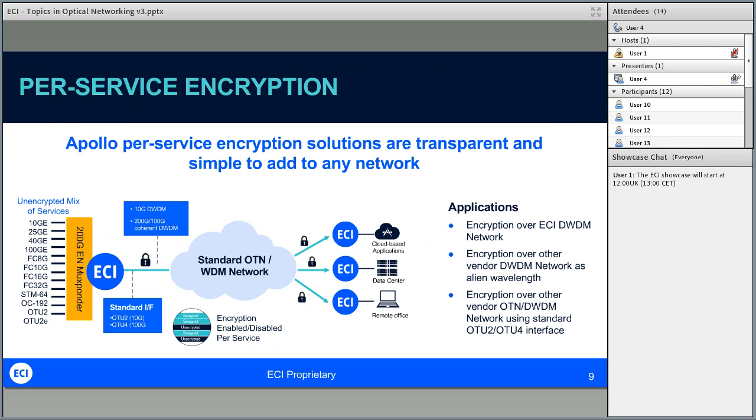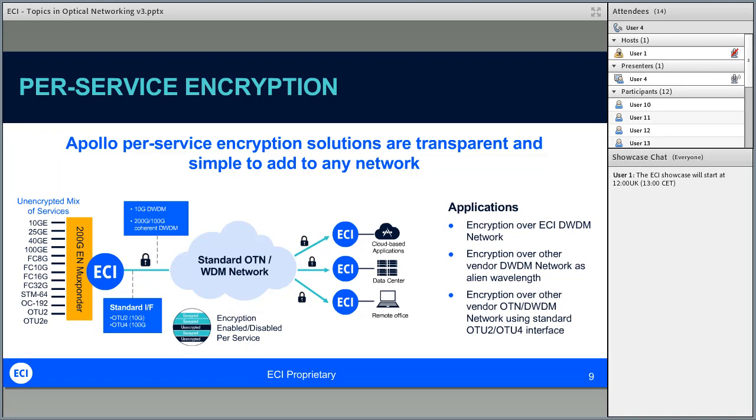So this is a summary, if you like, of what ECI can bring to the table today for optical encryption. If you take a look at the far left, we can take a very large mix of services and then selectively encrypt these services through your network, giving you the power to administer the encryption yourself. And this could be done, like I said, on a per service basis, or if you still want to do it on a wavelength basis, it can be done on a wavelength basis as well.